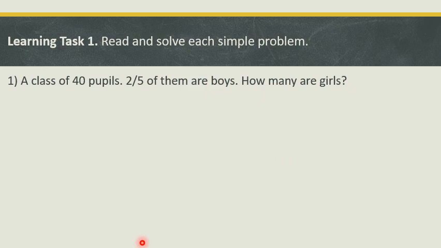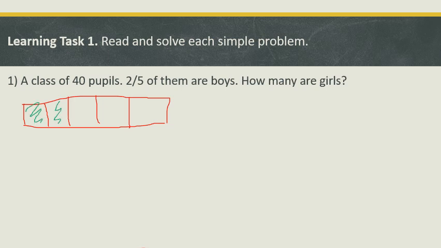How many are girls? So, kung 2/5, pwede tayo gumamit ng illustration. Okay, so 2/5, ibig sabihin yun ay 5 hati. So, assume natin na equal parts yan. So, dalawa daw, lagyan natin ng shade. Dalawa daw sa 5 parts na to ay boys. So, yan po ang bilang ng boys. And ito daw pong tatlo, syempre 3/5, so ito po ay girls.